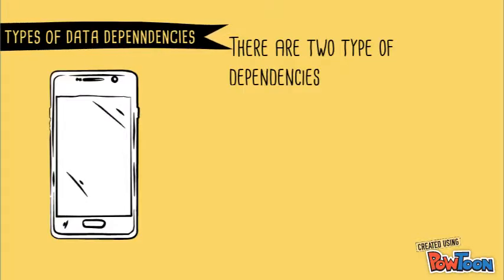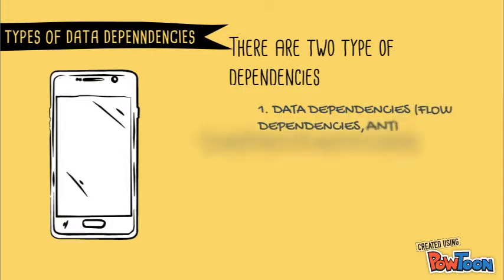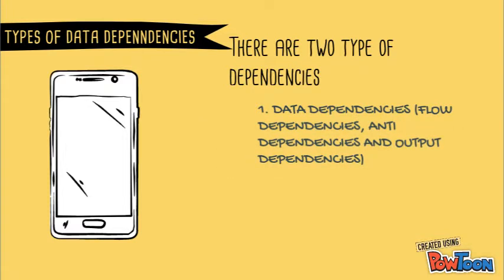There are several types of dependencies: data dependencies, flow dependencies, anti-dependencies, output dependencies, and control dependencies.